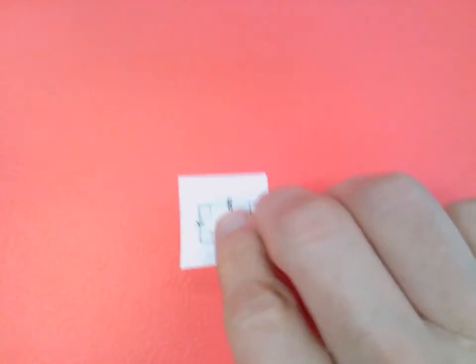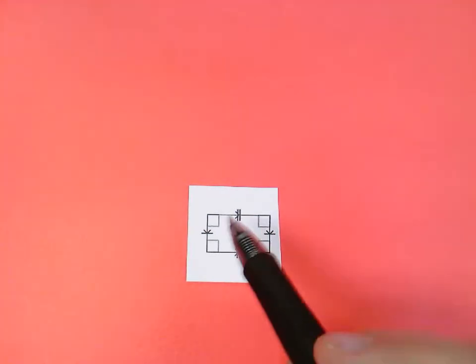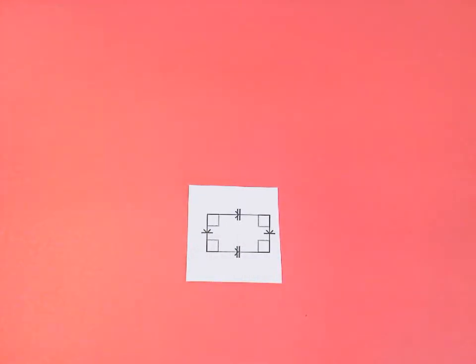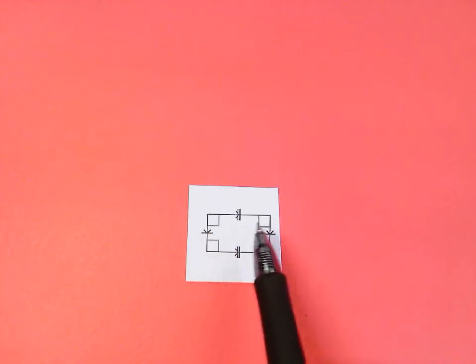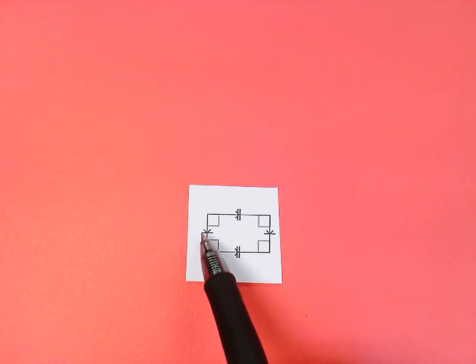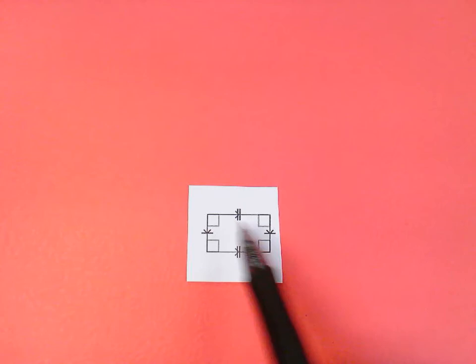And rectangles. A rectangle is a quadrilateral where opposite sides are equal in length. Two lines, one line, opposite sides are equal in length. And all angles are 90 degrees. Each corner has a little square there. That means that's their right angles, their square angles. So rectangles have all angles 90 degrees. And opposite sides are also parallel, shown by these little arrows there, shows that they're parallel.